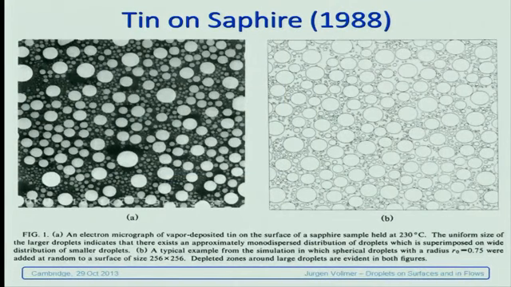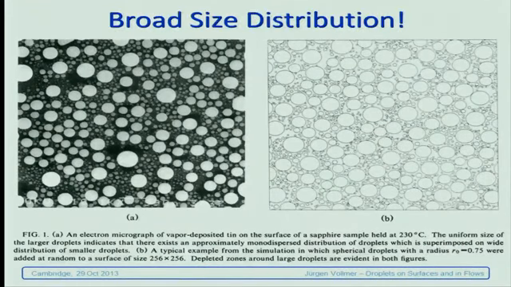When you look at that, and this is MBE data, molecular beam epitaxy, where you grow tin on sapphire, you realize that these are very, very polydispersed distributions. There's a characteristic size of the largest droplets, changes in time. But then there's a very broad tail of the distribution to very, very small droplets. So it's this broad size distribution and how it evolves in time, which will be the topic of the first part of the talk.